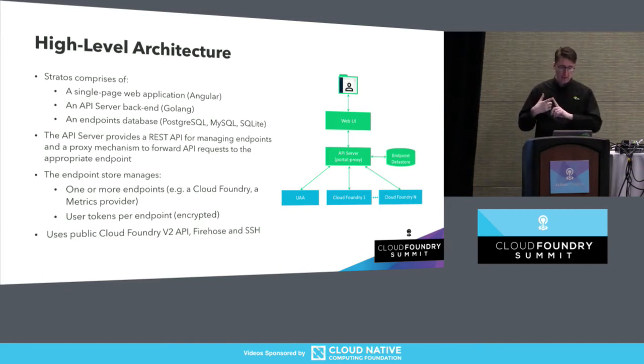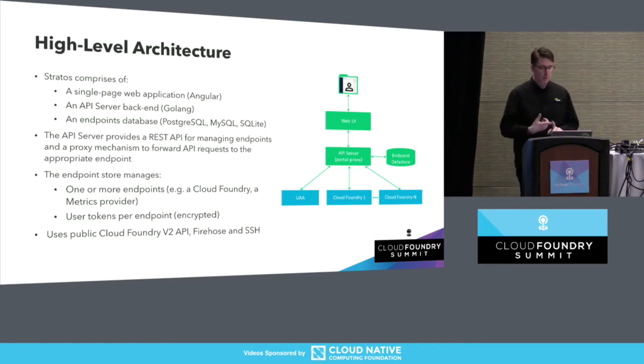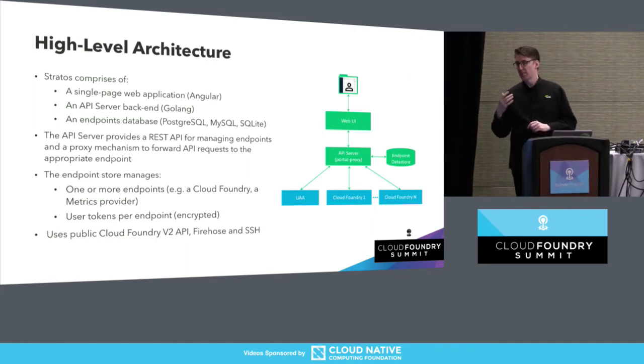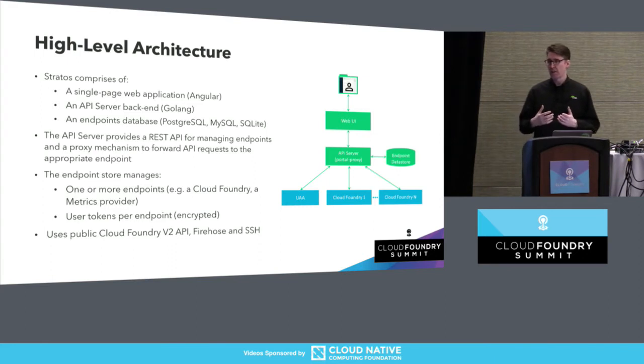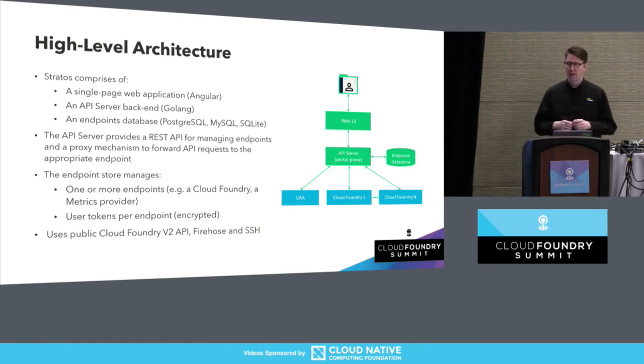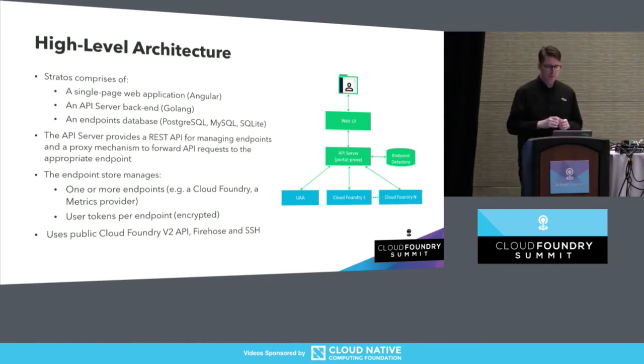So we've got a single page web application in Angular, and this very important API server backend, which acts as a sort of proxy to the different components and the different APIs that it has to talk to. And then a database that stores some state information for the application. By default, when you just CF push it, it's going to put it in an SQLite database. But you can hook it up alternatively to MySQL or PostgreSQL. I can't remember which one the Helm chart uses by default.